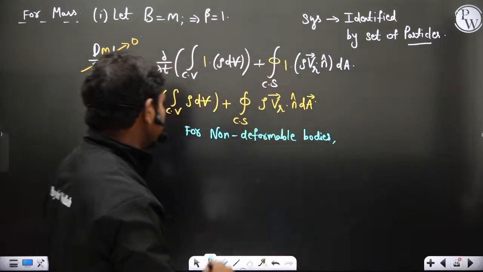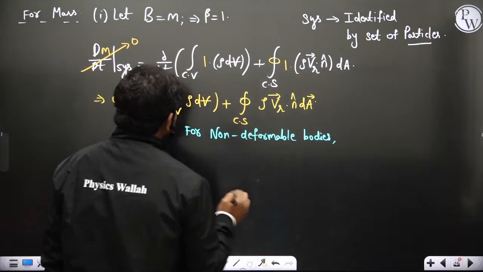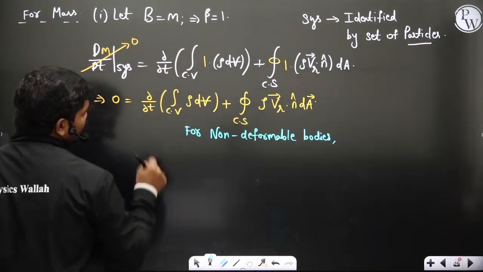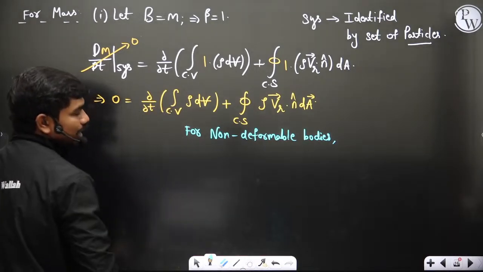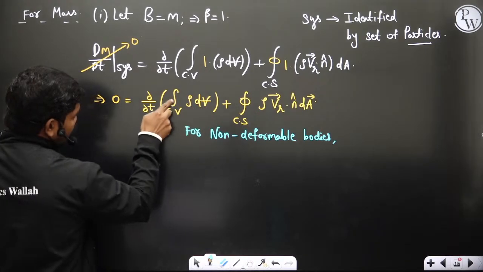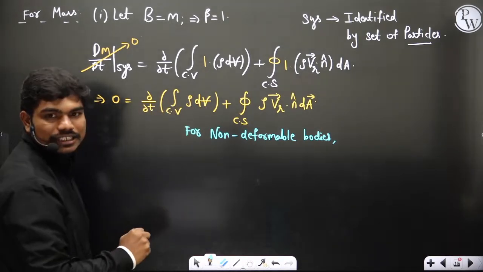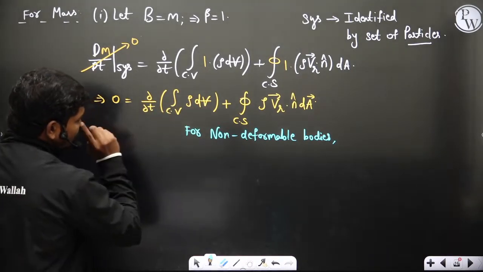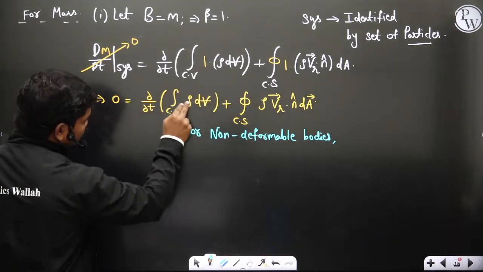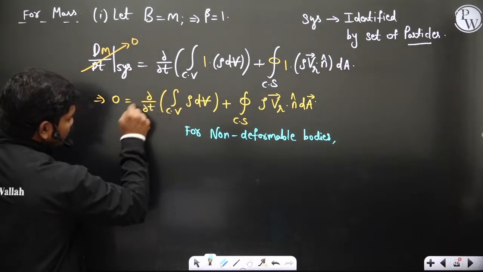So for non-deformable bodies, this dV will not change with time, so this integration value will be the same even if you shift this dt inside. You can do this only for this case, because if the volume is changing with time, you cannot take this integration out and put the differentiation inside. But for this case, since the volume is not changing with time, mathematically you can differentiate with respect to the density changes, and also you can take the density out.